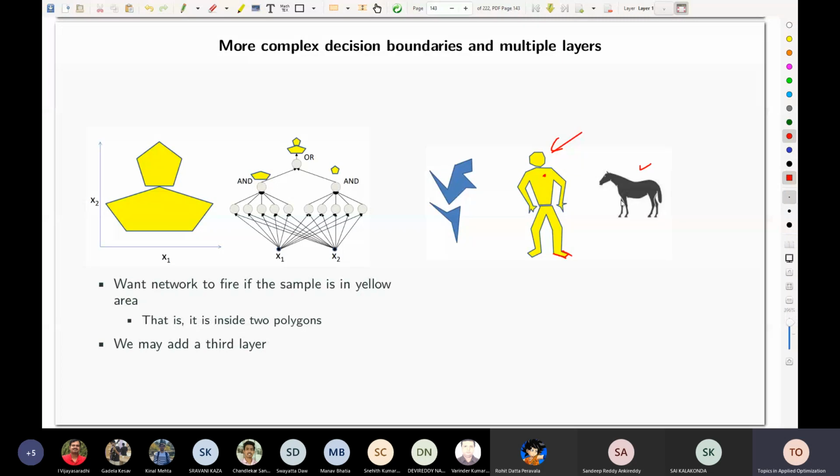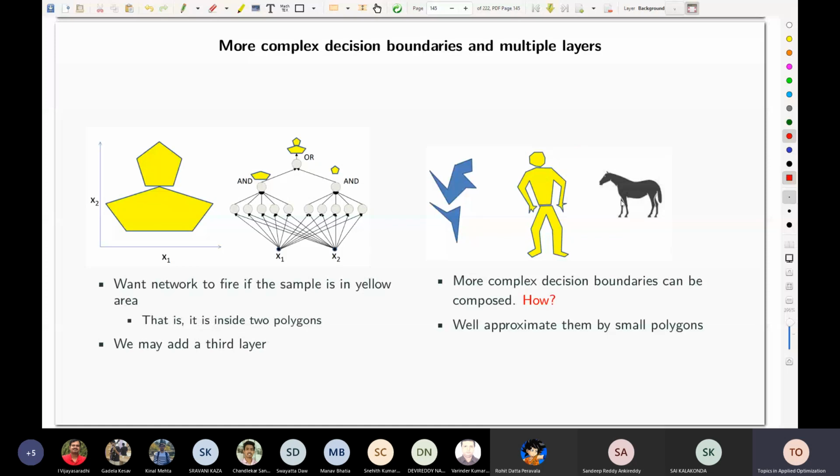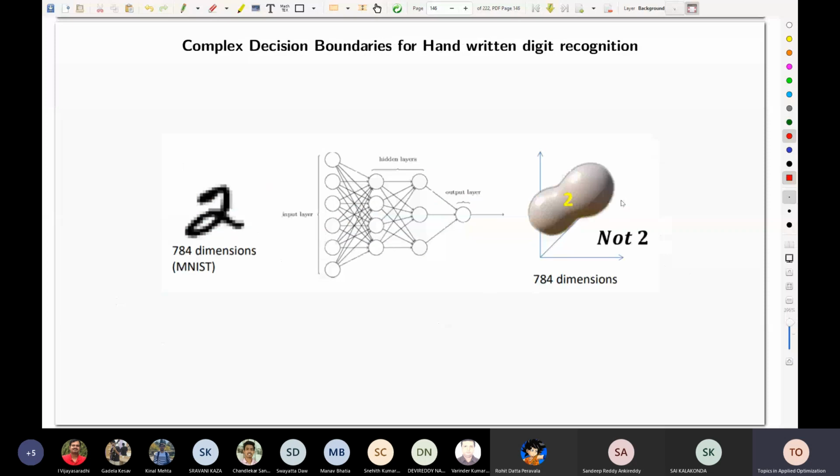But we will see. Well, I don't know if we will see or not, but there are other ways to deal with image recognition and so on, the so-called CNN. So we don't go via this route. We use the concept of filters and so on in CNN. But from here we get an intuition of why perceptrons are indeed powerful. So more complex decision boundaries can be composed. We approximate them by small polygons and so on.